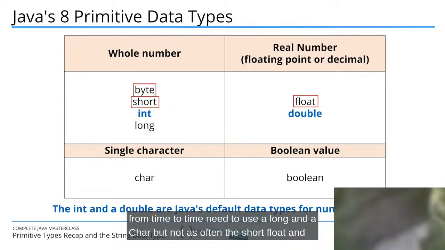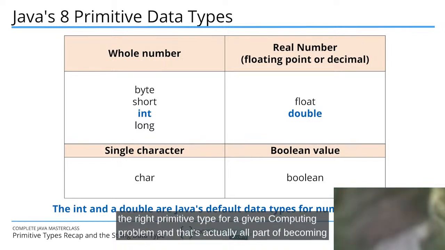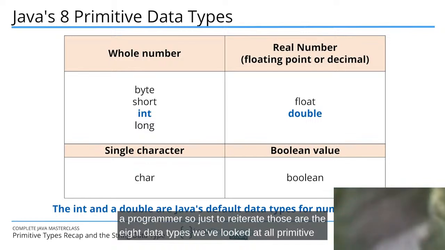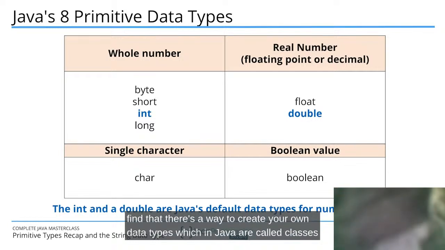The short, float, and byte data types are rarely used, if at all. As you get more experienced in Java, you'll learn to use the right primitive type for a given computing problem, and that's actually all part of becoming a programmer. So just to reiterate, those are the 8 data types we've looked at, all primitive types built into the Java programming language. As we go through the course further, you'll find that there's a way to create your own data types, which in Java are called classes.